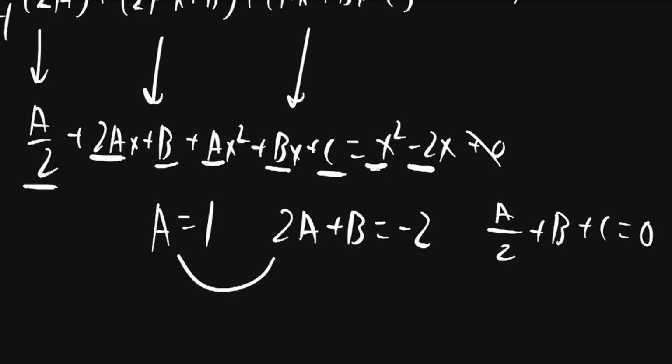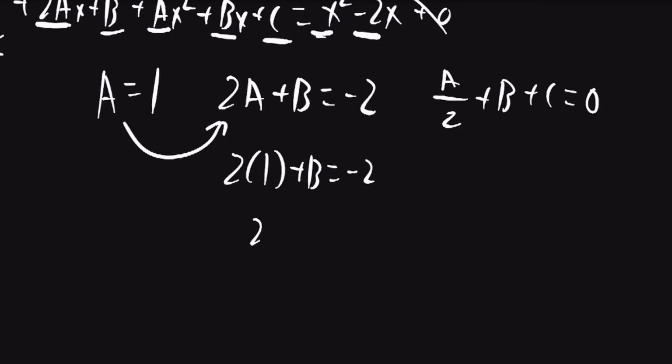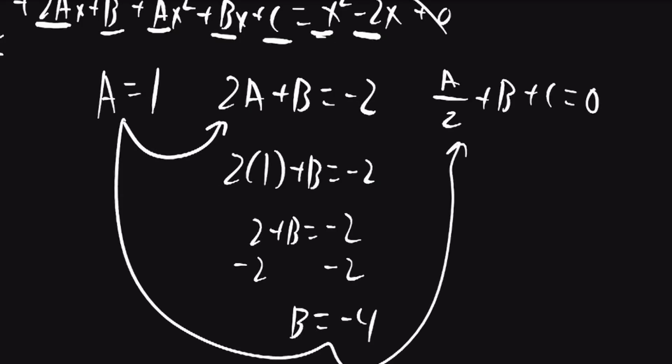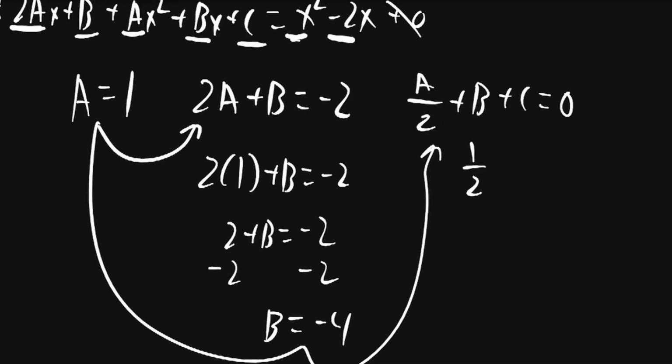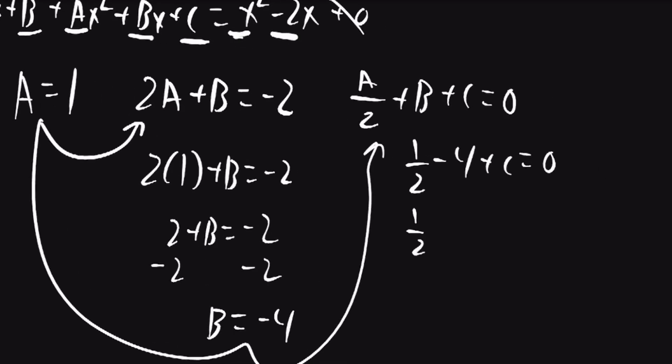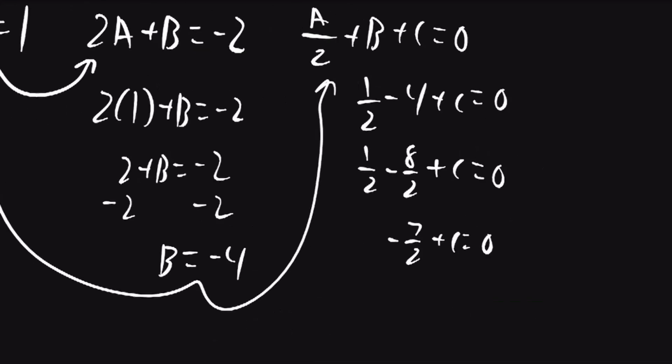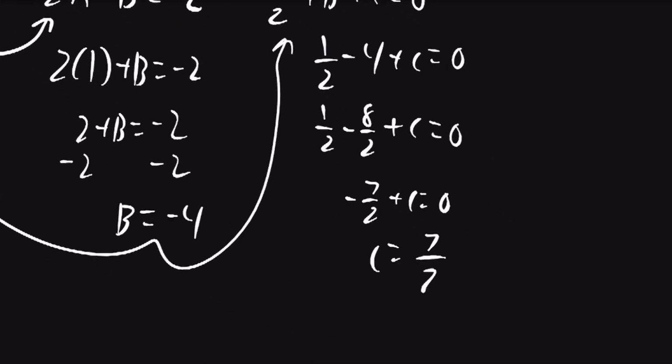A is equal to 1, so I'll plug that into the second equation. I'll have 2 times 1 plus b is equal to -2, or 2 plus b is equal to -2. We can subtract 2 from both sides and find that b is equal to -4. We can now plug both a and b into this equation here. We'll have 1/2 minus 4 plus c is equal to 0. This will be 1/2 minus 8 over 2 plus c is equal to 0, or -7 over 2 plus c is equal to 0. So c is going to be equal to 7 over 2.